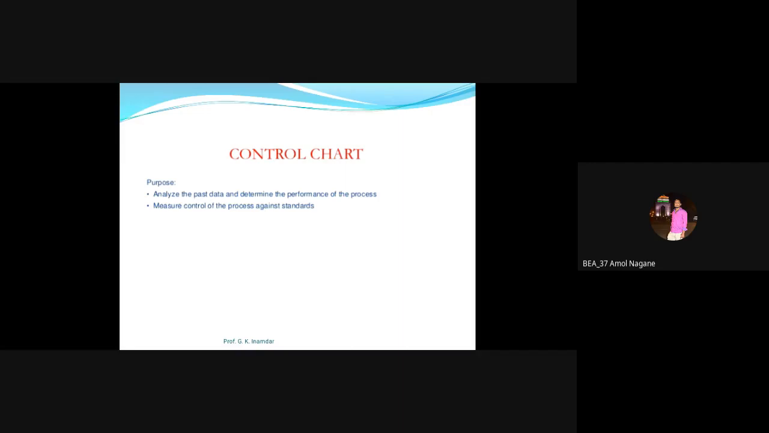So according to your past data, or we can say the experience, for the quality improvement we have to take reference of the previous data or historical data. For that purpose, control charts will play a very important role.